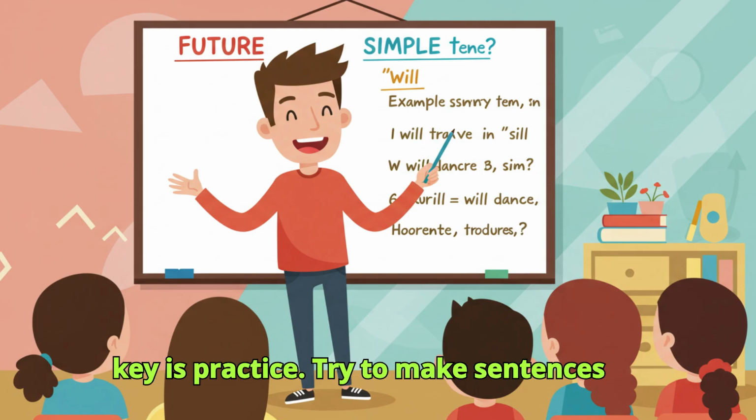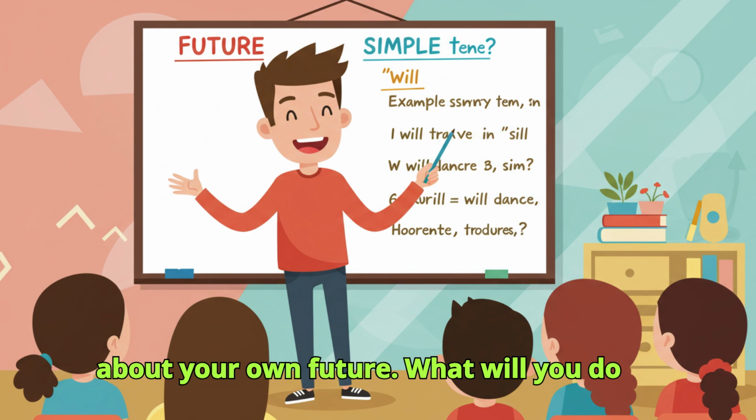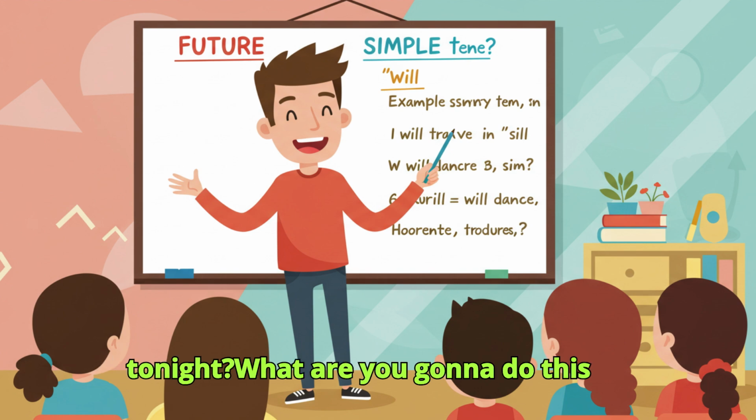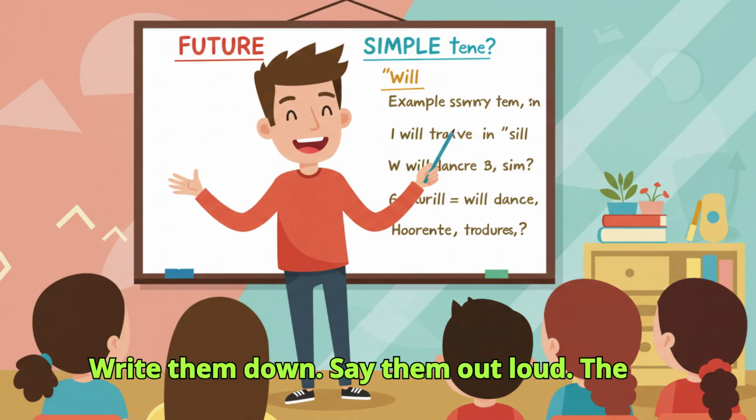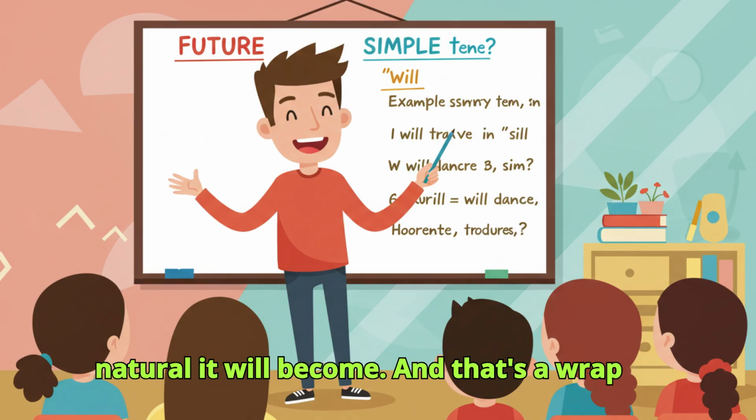The key is practice. Try to make sentences about your own future. What will you do tonight? What are you going to do this weekend? What are your plans for next year? Write them down. Say them out loud. The more you use the future simple, the more natural it will become.